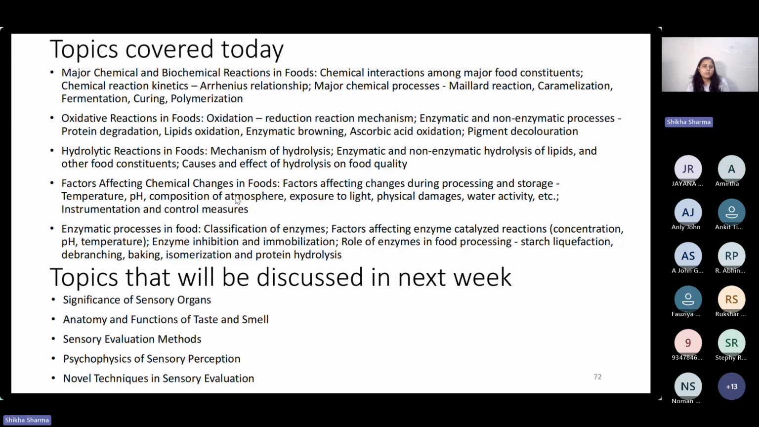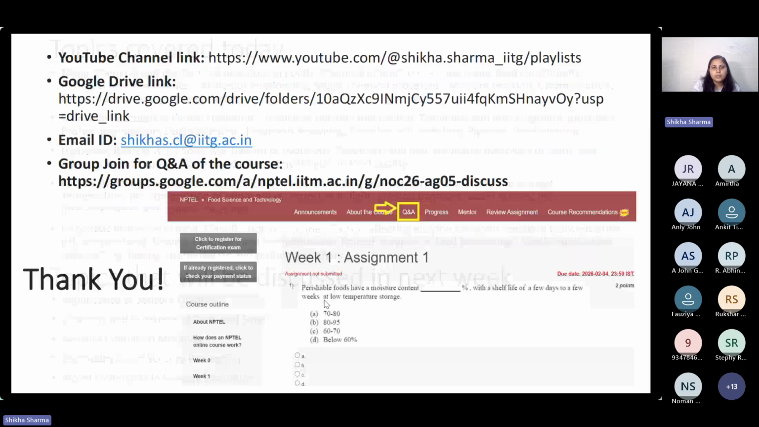And in the next class, we'll be discussing the significance of sensory organs, then the anatomy and function of taste and smell, then sensory evaluation methods, and psychophysics of sensory perception and novel techniques in sensory evaluation. So next week we'll mostly be discussing sensory properties.